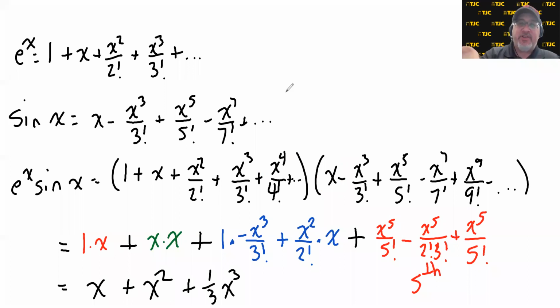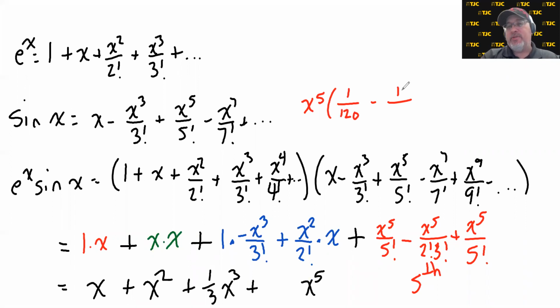So let's see what all this adds up to. There's no x to the 4th term, but there is an x to the 5th. 5 factorial is 120. So we end up with x to the 5th, and I'm going to factor out the x to the 5th. We'll factor out the x to the 5th, which will leave us 1 over 5 factorial, which is 1 over 120, minus 1 over 2 factorial times 3 factorial.